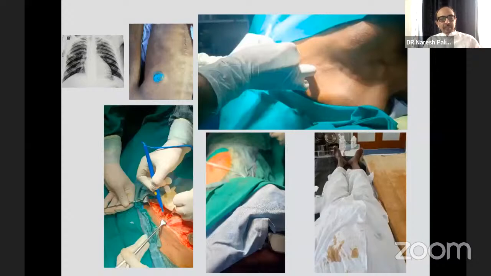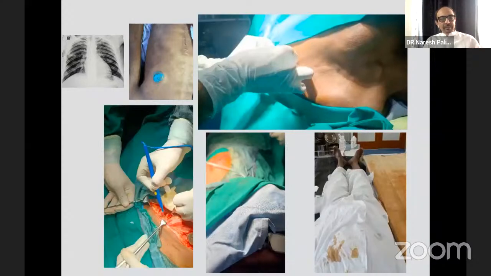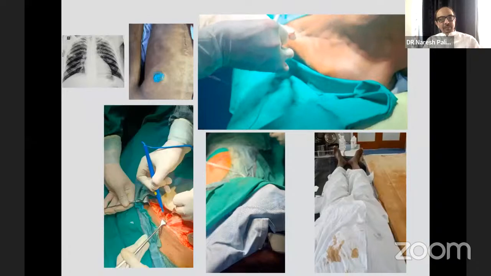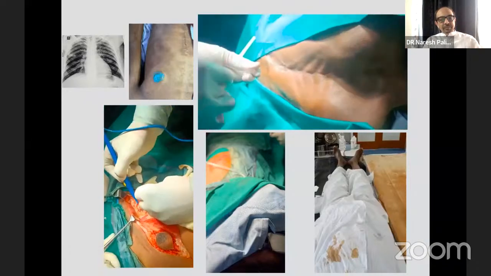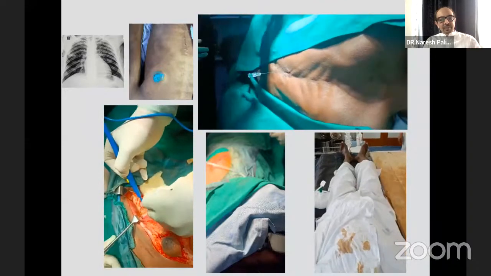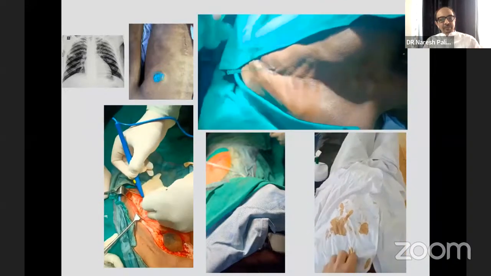This is a male MRM, recently done with erector spinae plane block. The patient is shifting himself.